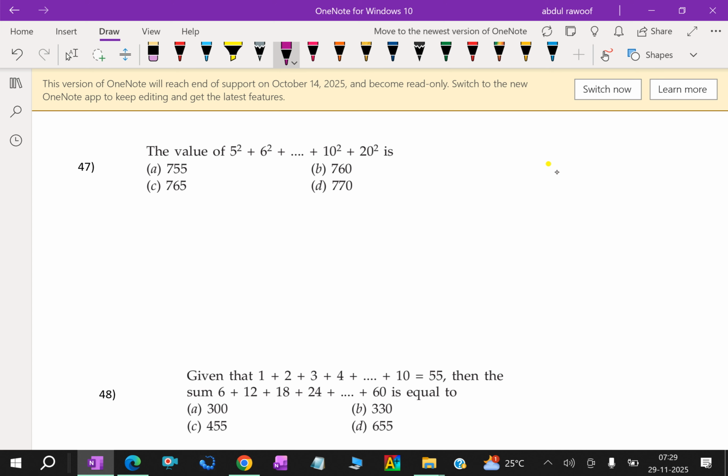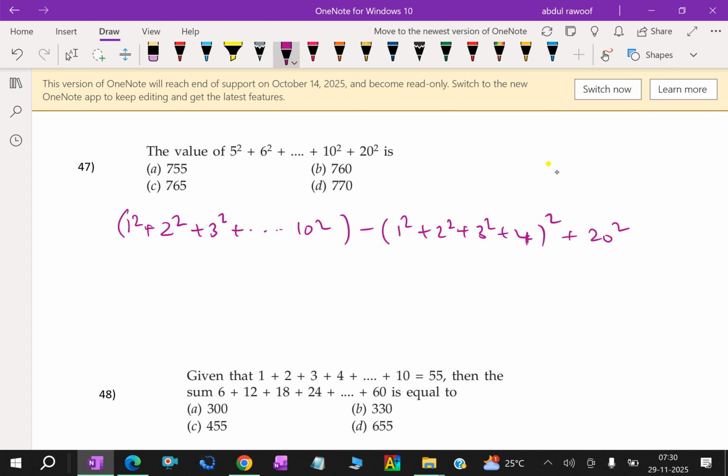Y square plus 1 square means it's starting with 1, so 1 square plus 2 square plus 3 square up to 10 square, minus 1 square plus 2 square plus 3 square plus 4 square, because it starts with 5. Then extra is 20 square.